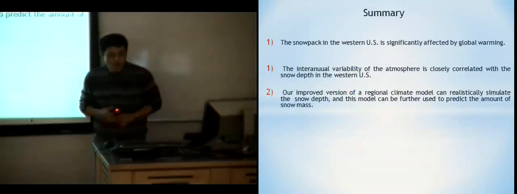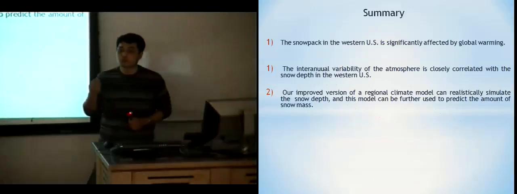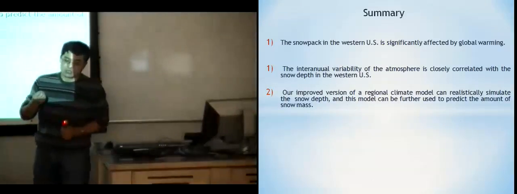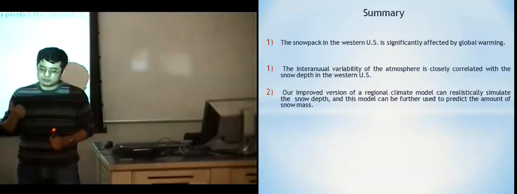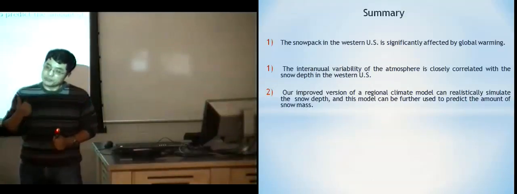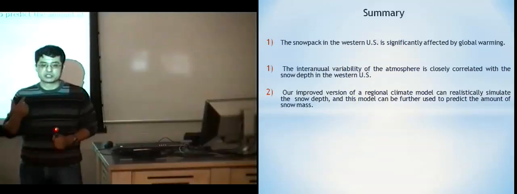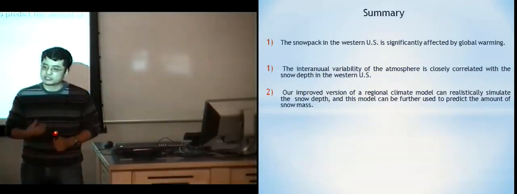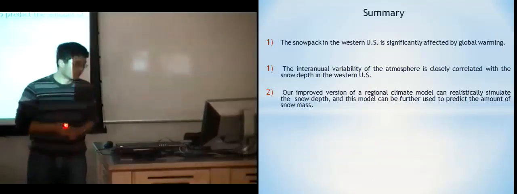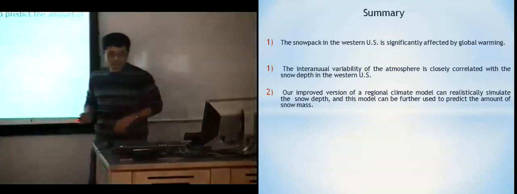So over the Western United States, two processes affect the snowpack distribution. One is global warming, global climate change. Another one is interannual variability of the atmosphere. Both processes very significantly affect the snowpack.